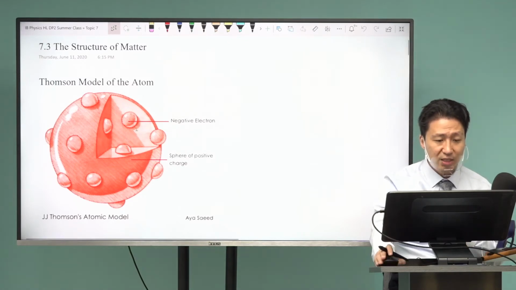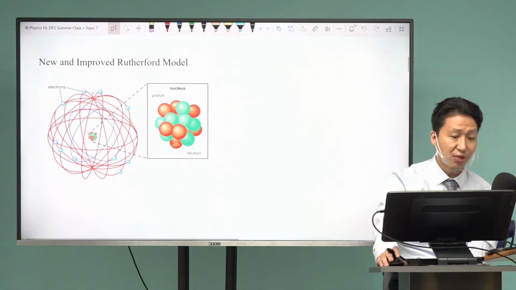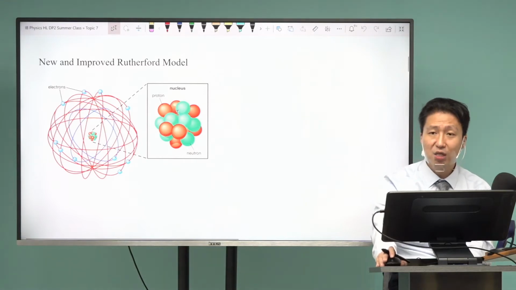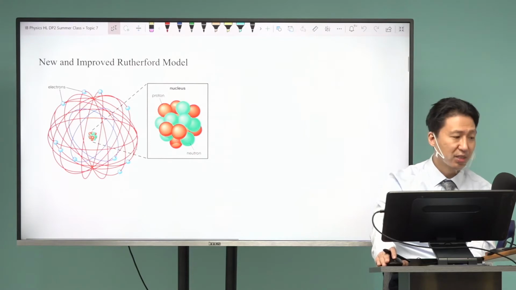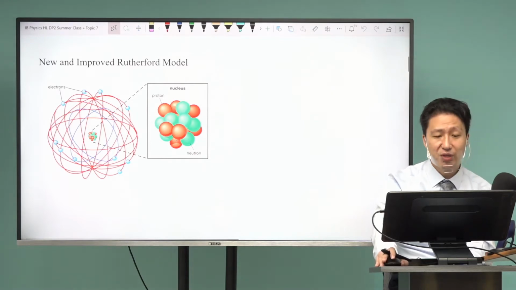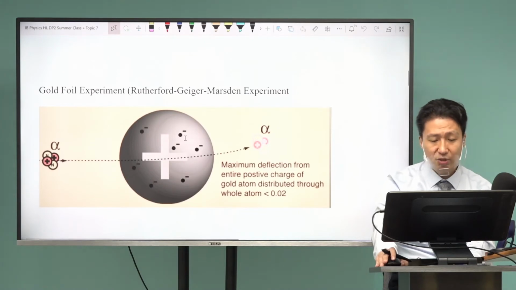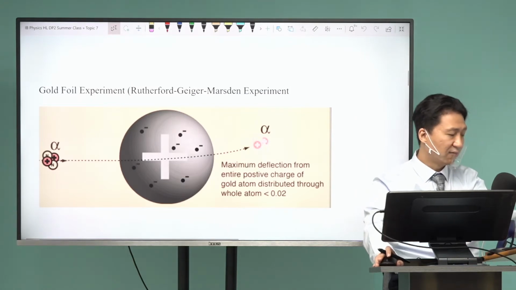The correct model later was improved by Rutherford. Of course, we know now this is the correct model, where there are electrons orbiting and there's a small, very dense nucleus with all the positive charge inside. And there is one experiment that basically proved this, and it was the gold foil experiment, also called the Rutherford-Geiger-Marsden experiment. This is the first thing we will talk about.